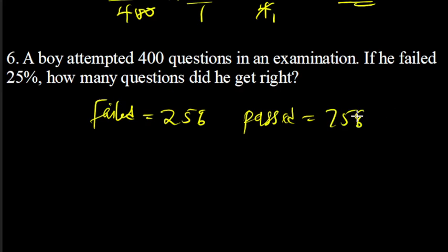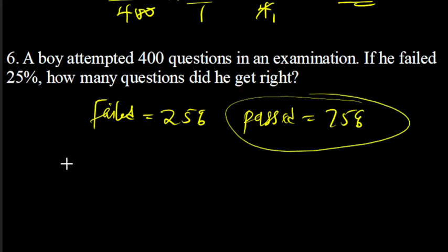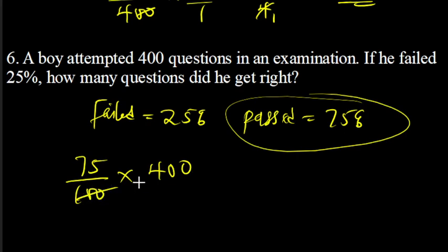Okay, so since the question is asking how many questions he got right, then we use this to find it, and this becomes 75 over 100 times 400. Okay, so this 1 cancels this one, so 75 times 4 is 300. So he got 300 questions right.